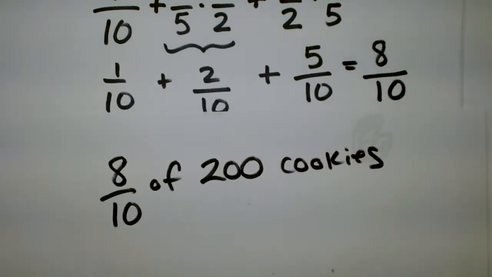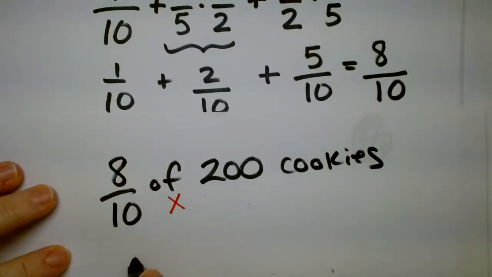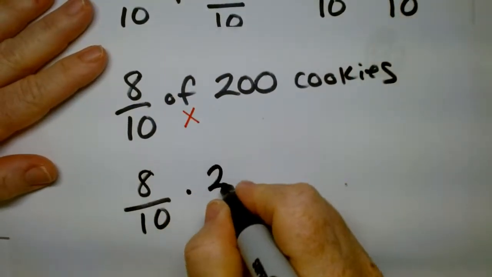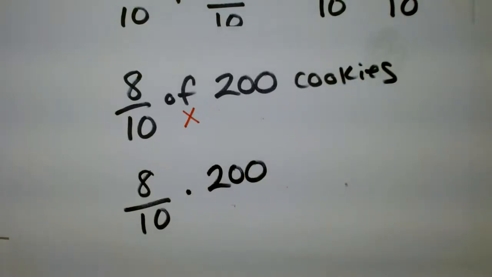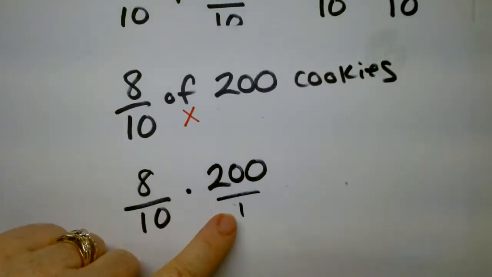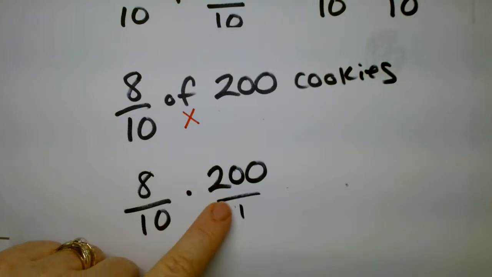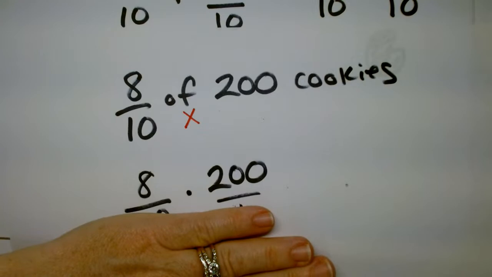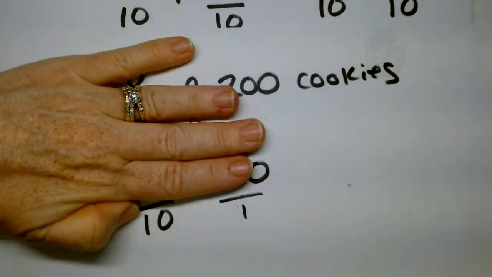Now for us, when we see the word "of," that's going to be the multiply symbol. So this is going to be 8 over 10, and we're going to multiply a fraction by a whole number. And remember, in order to do that, you can have a 1 here anytime you want. Remember, 200 over 1? So the denominator is always a 1 on a whole number. So let's do the top. 8 times 200, and the bottom is 10 times 1.